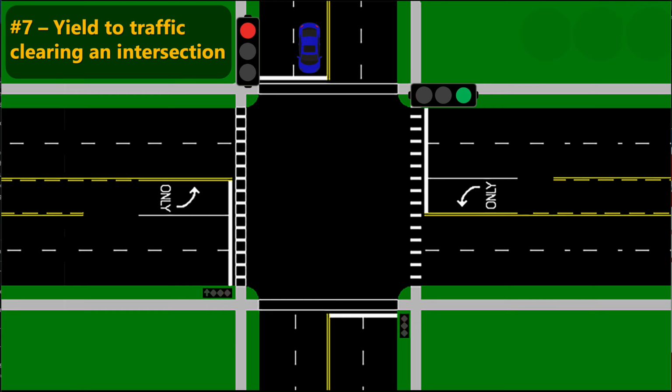All right. Number 7, you've got to yield to traffic that's clearing an intersection. So they've got their light, and they may be doing it wrong. They might enter an intersection late. You've got that green light. You still need to wait for them to clear. If they don't, you're going to score a right-of-way violation. Yield to traffic clearing an intersection.